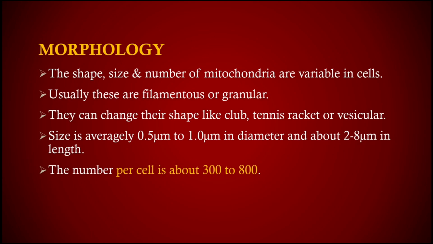Morphology. The size, shape and number of mitochondria vary in cells. Usually these are filamentous or granular. They can change their shape like club, tennis racket or vesicular. Size is on average 0.5 micrometer to 1 micrometer in diameter and about 2 to 8 micrometer in length. The number per cell is about 300 to 800.